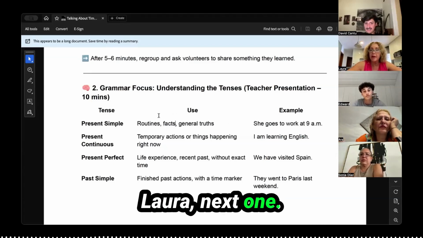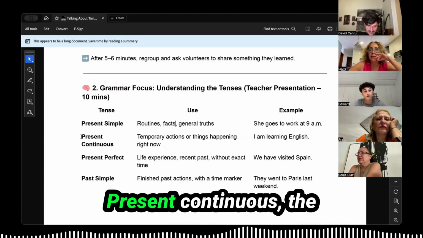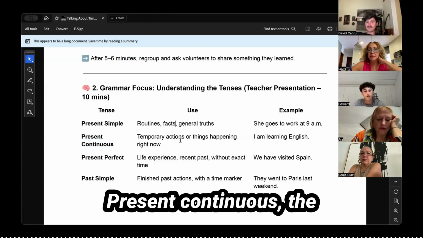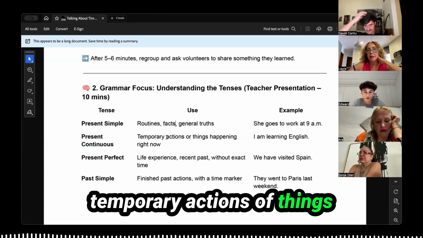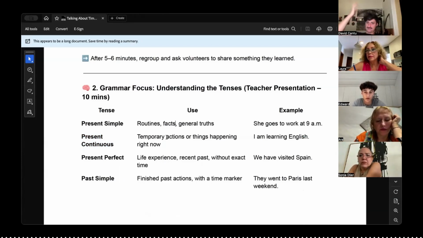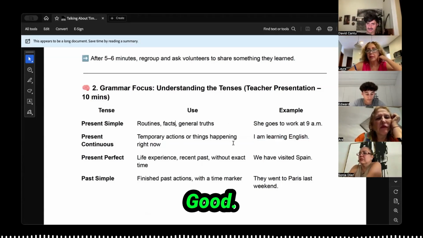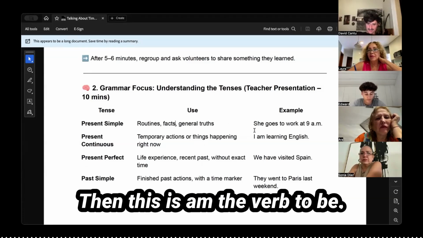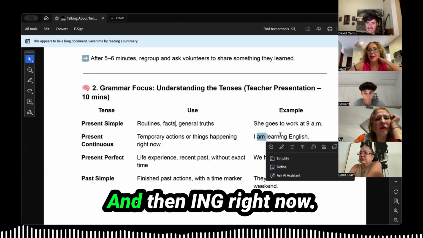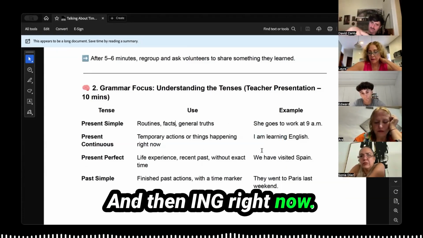Next one, Edward. Present continuous. Temporary actions or things happening right now. An example: I am learning English. Good. Then this is am, the verb to be, and then ing, right now.